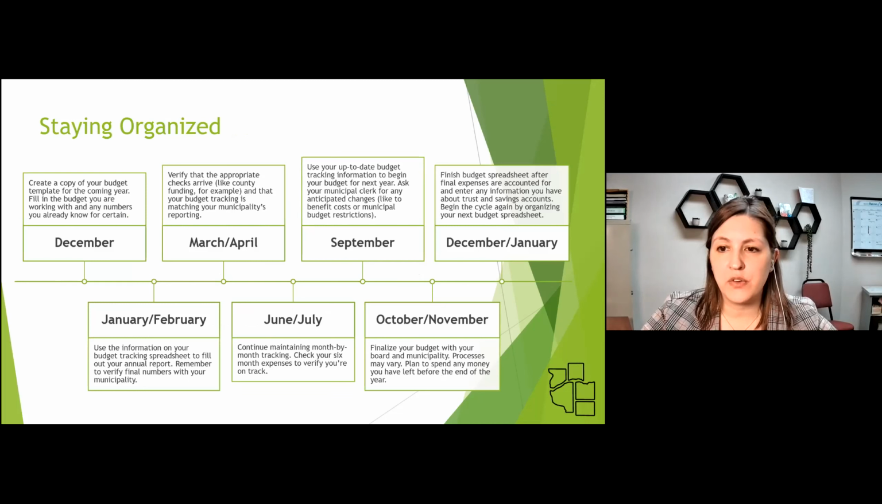So let's take a look at the general calendar flow for your budget activities. Can everybody see everything well? I don't know if I'm in the way here. It looks good.